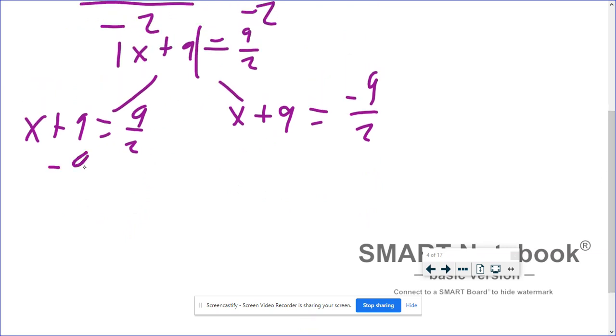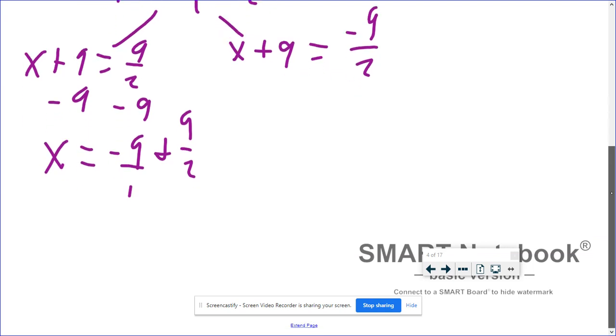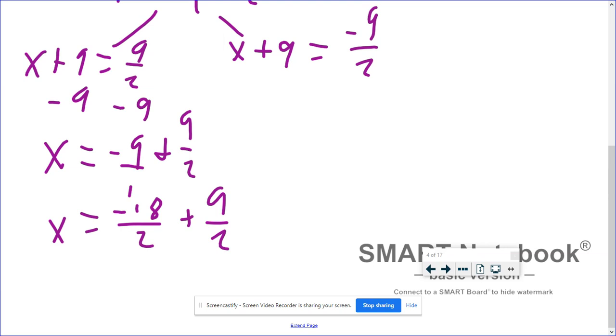Now if I subtract 9 from both sides, I get x is equal to negative 9 plus 9/2. I'm going to convert negative 9 into a fraction over 2. If you think about it as a fraction over 1, multiply both the negative 9 and the 1 by 2. Now I've got x is equal to negative 18 over 2 plus 9/2. Now when I add negative 18 plus 9, you get negative 9, and it's over that denominator of 2.